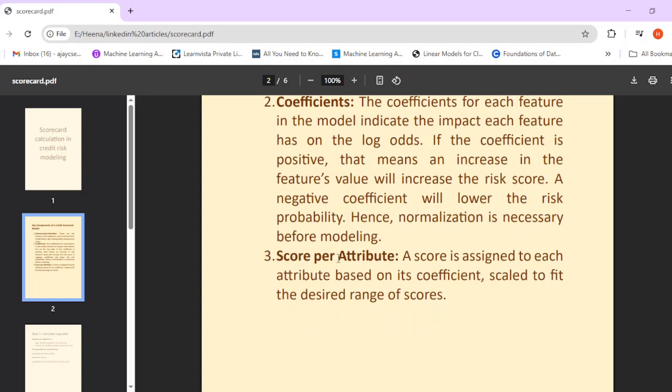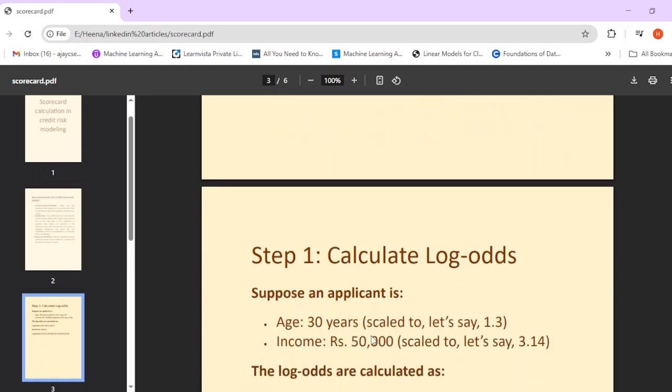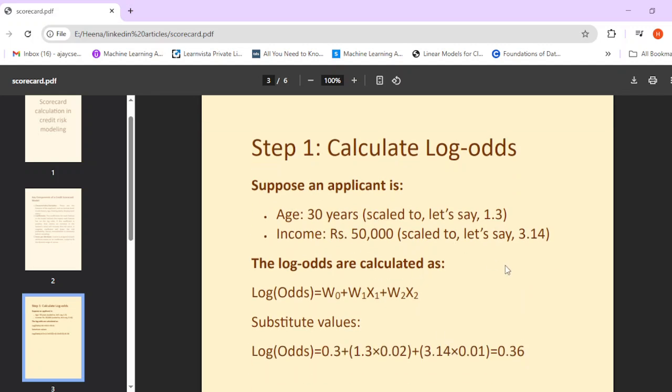And then we assign a score for each and every attribute based on the coefficient. We will see one example for this. First of all, we calculate log odds. Consider a person's age is 30 years and let's say it's scaled to 1.3, and income is 50,000, and consider it is scaled to 3.14. The log odds will be calculated as a coefficient plus W1 into X1 plus W2 into X2. Here X1 will be the feature, which will be 1.3, and X2 will be the feature again, which is 3.14, and these W0, W1, W2 correspond to the weights. This is the beta coefficient, and these are the weights for each and every feature. So X1, 1.3, which is the age, has the weight 0.02, and W2, which is the weight for income, is 0.01. Now here we calculate the final value, which comes to 0.36.